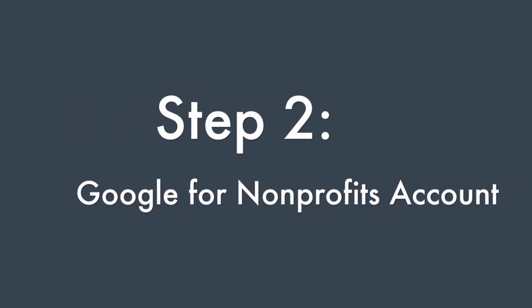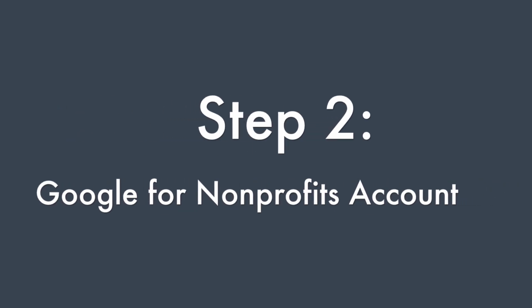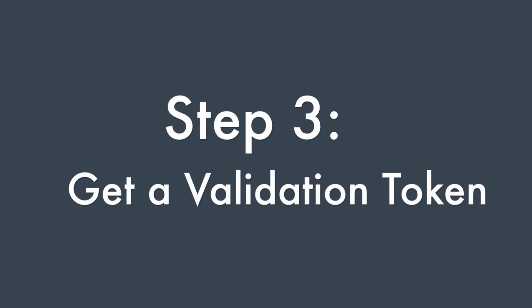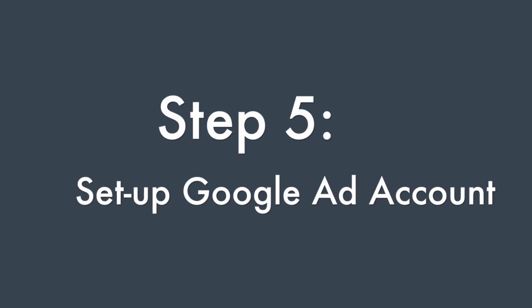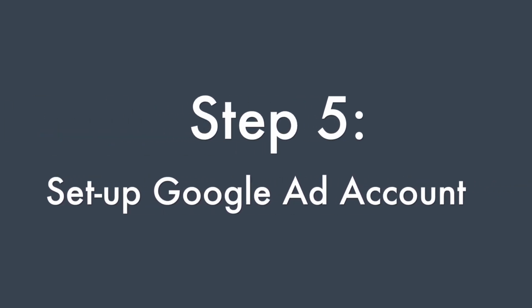So you'll also need a Google for Nonprofits account. You'll need a TechSoup validation token. TechSoup is an organization that verifies your nonprofit status. And then once you have those things, you'll need to actually enroll in the Google Ad Grant program. And once you're approved, you then need to set up your Google Ad Grant account. So those are the steps of how to get started.